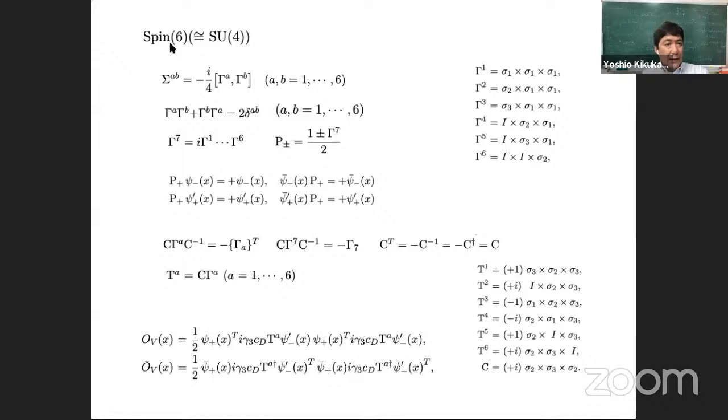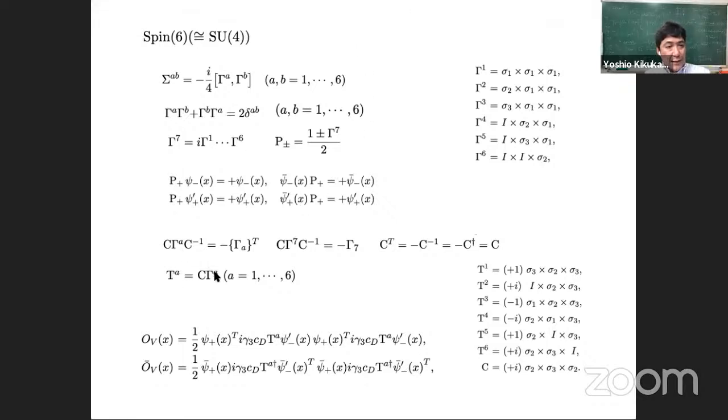About the Spin(6) representations, we can introduce the Clifford gamma matrices like this, and formulate the Spin(6) representation as usual. I denote the generator as sigma_AB, where A and B run from 1 to 6. The four-dimensional representation is defined by the projection with gamma 7, like this. And we can introduce a charge conjugation matrix for these gamma matrices.